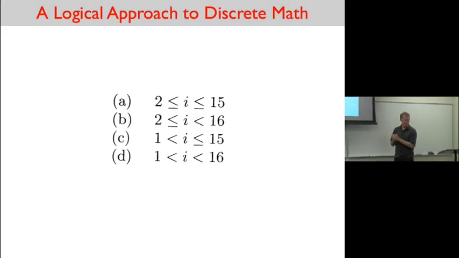Okay, now, there's one more thing that we want to look at before we close, and that is the following. Tell me, what are the possible values of I in part A in this slide? 2 through 15, including the 2 and the 15, right? What are the possible values of I in part B? 2 through 15. Part C? 2 through 15. And part D? 2 through 15. Oh my goodness.